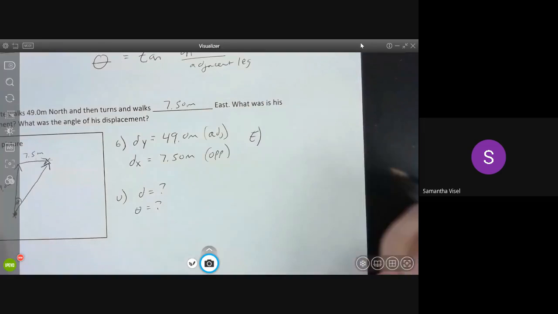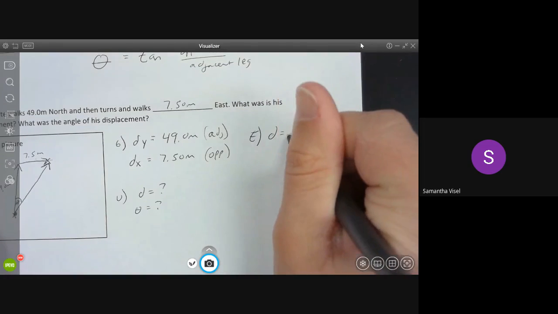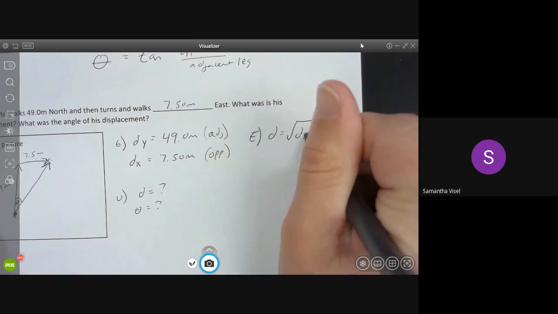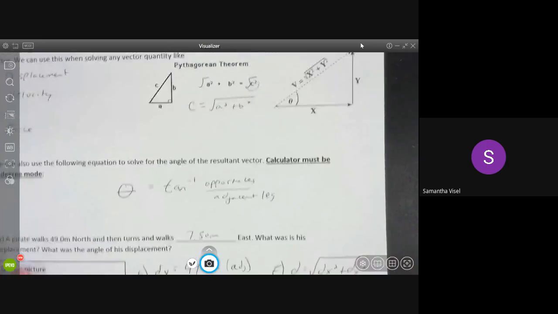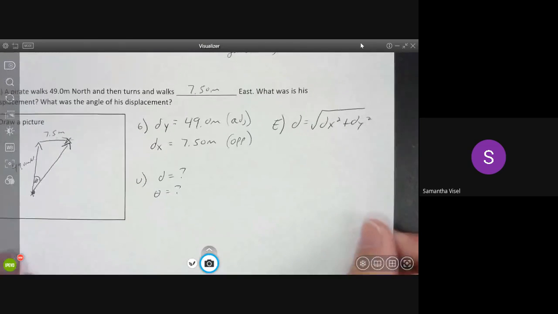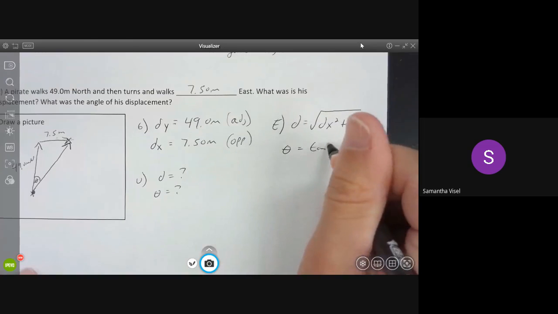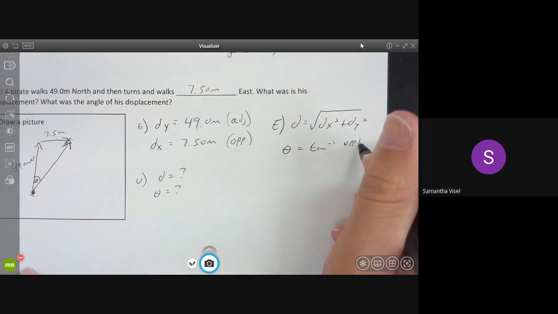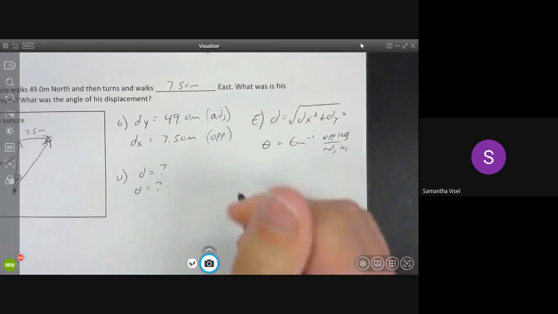I've got a couple equations for that. I can use my Pythagorean theorem. So d is equal to the square root of dx squared plus dy squared. So dx and dy are representing a and b, my triangle legs. And then to find theta, the inverse tan of the opposite leg over the adjacent leg. Here we go.